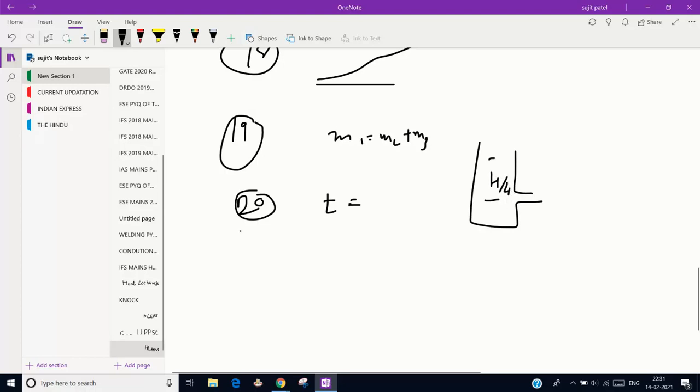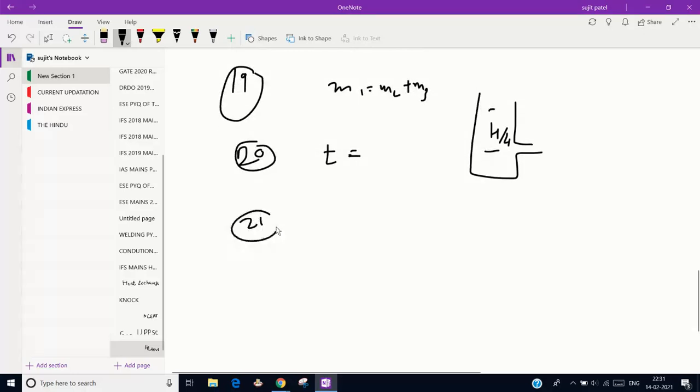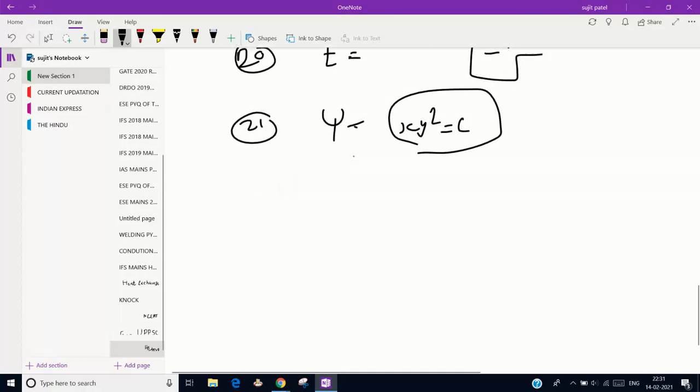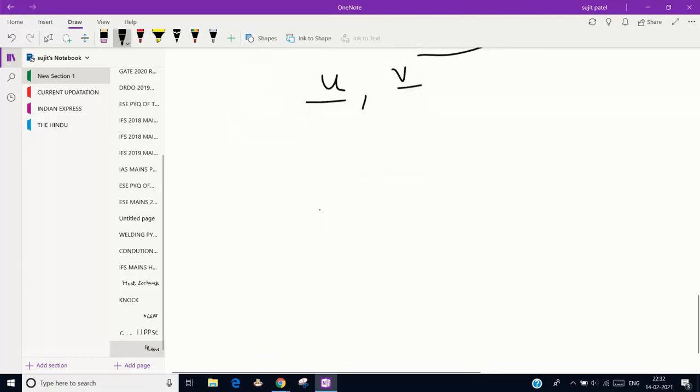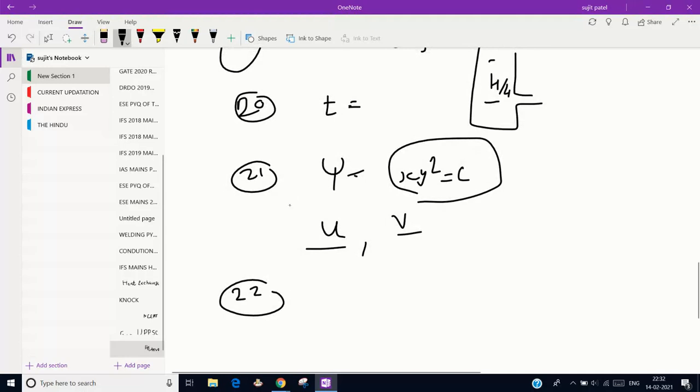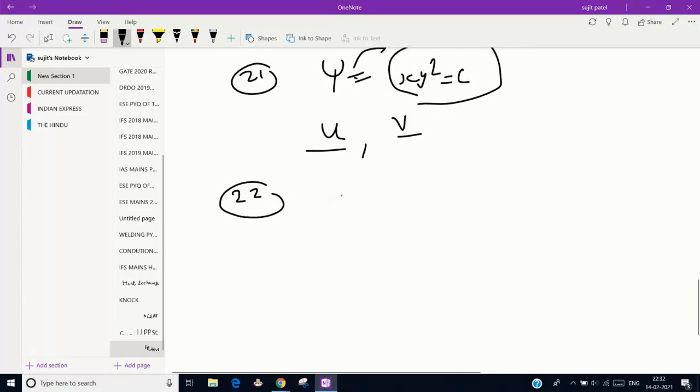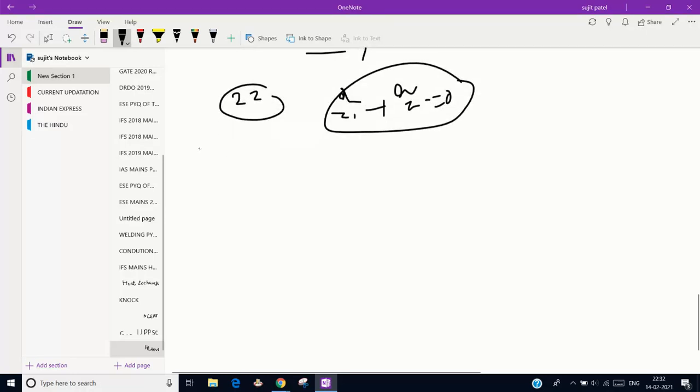Okay, one question from fluid mechanics is to find out the stream function. I think the answer is x square is equal to c. We have to find the u value and v value, where u is the velocity component of fluid in x direction and v is the velocity component in y direction, both given. So we know the stream function, put this value and we can easily find it, but that is based on the continuity equation, del u by del x plus del v by del y is equal to 0 for incompressible flow. Okay, continuity equation based on that.